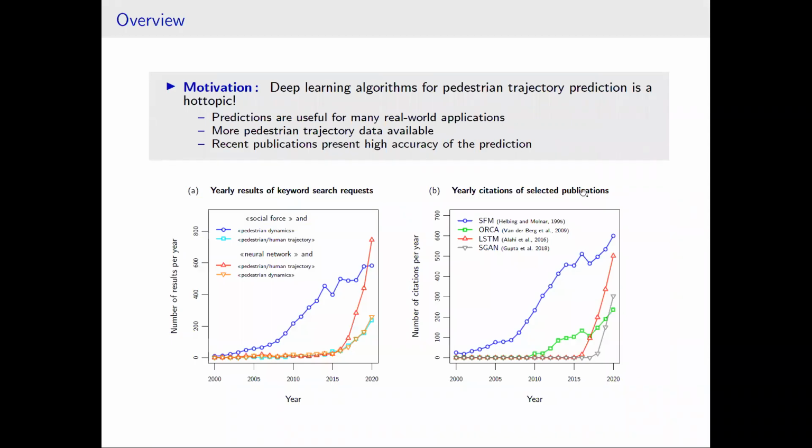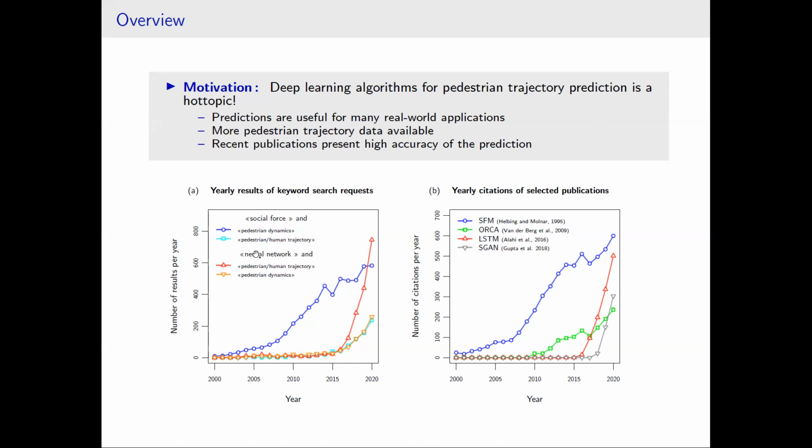First of all, the motivation of this article is that deep learning algorithms are really a hot topic for the prediction of pedestrian trajectories recently. As you can see in the diagrams, for example, the social LSTM from Alahi gained a lot of attention in the last years. On this diagram, we did a Google Scholar search where we looked for requests for social force associated with pedestrian dynamics and associated with pedestrian and human trajectories.